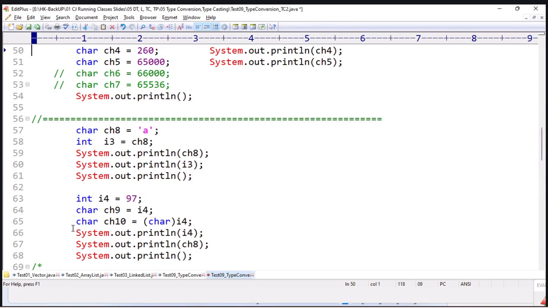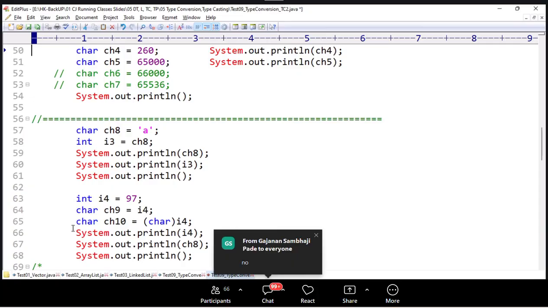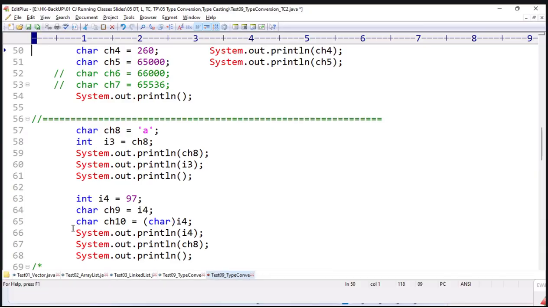Can I assign I4 to a char variable directly? No. Why? I4 is a variable; what value is coming from I4, we don't know. Don't see why you are seeing. The compiler cannot see the value. I told you yesterday about one movie. What was the movie? Mahesh Babu movie, Guntur Karam.